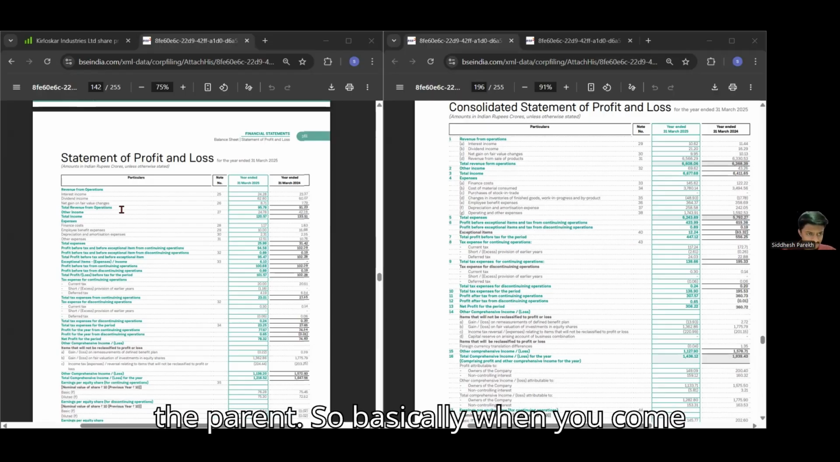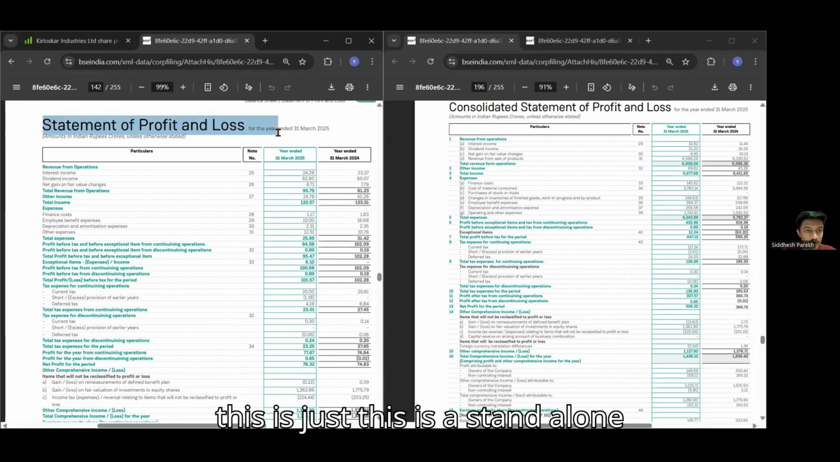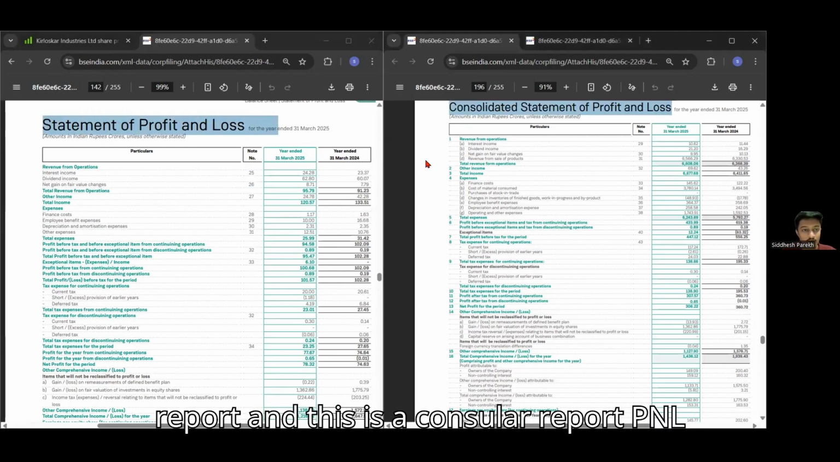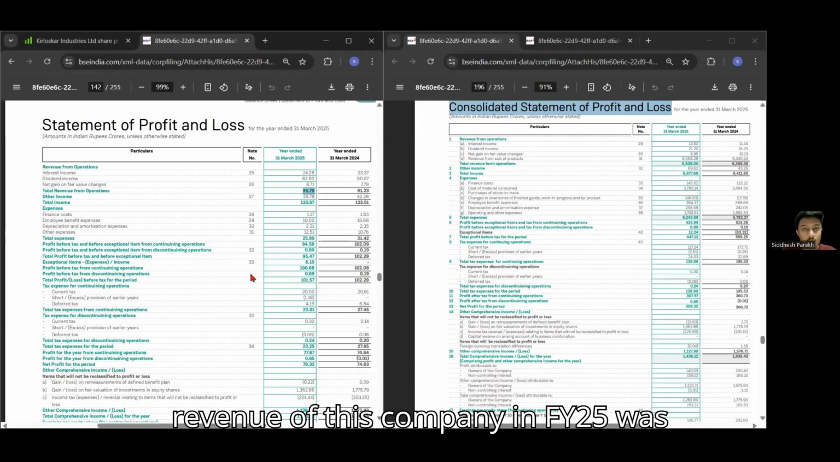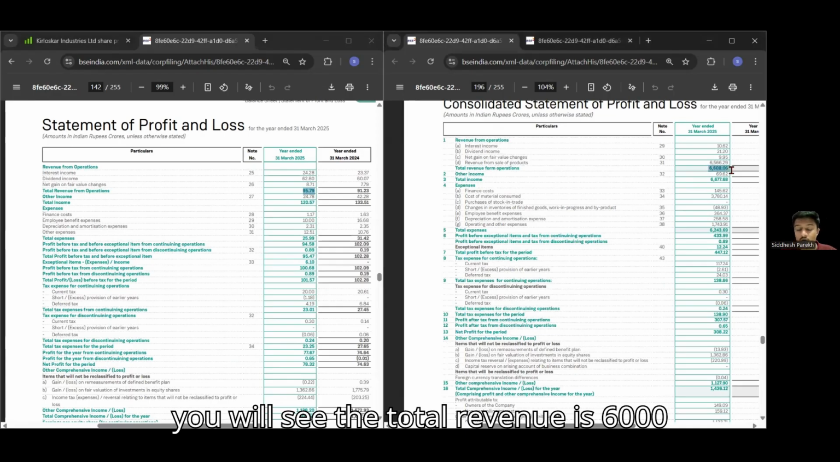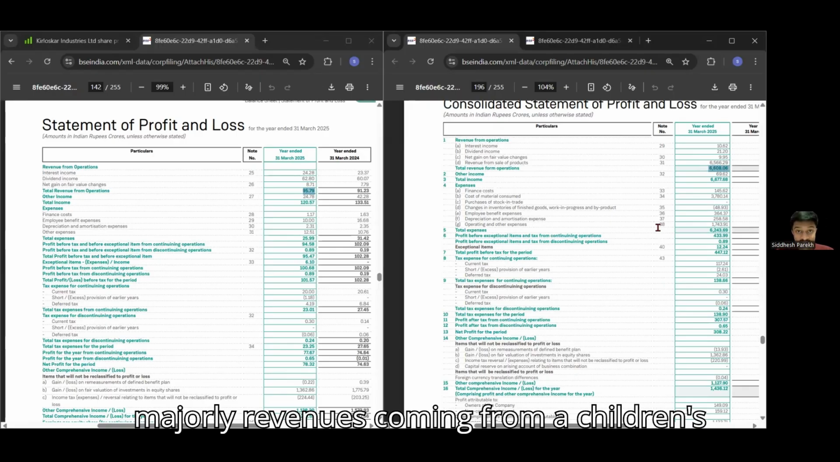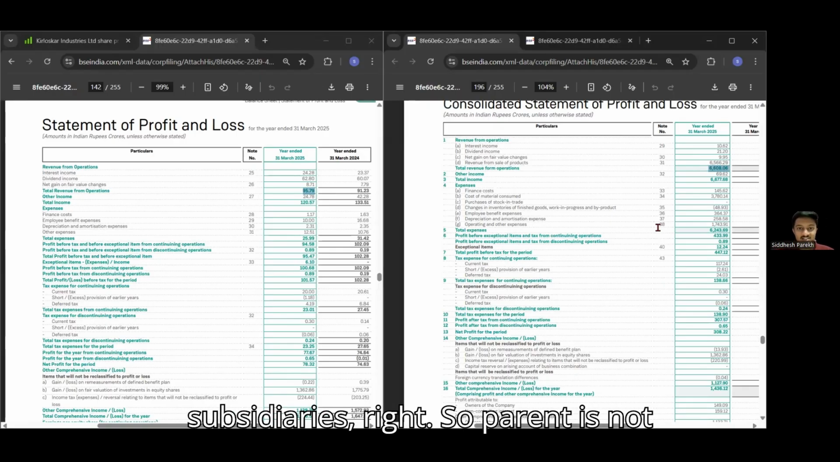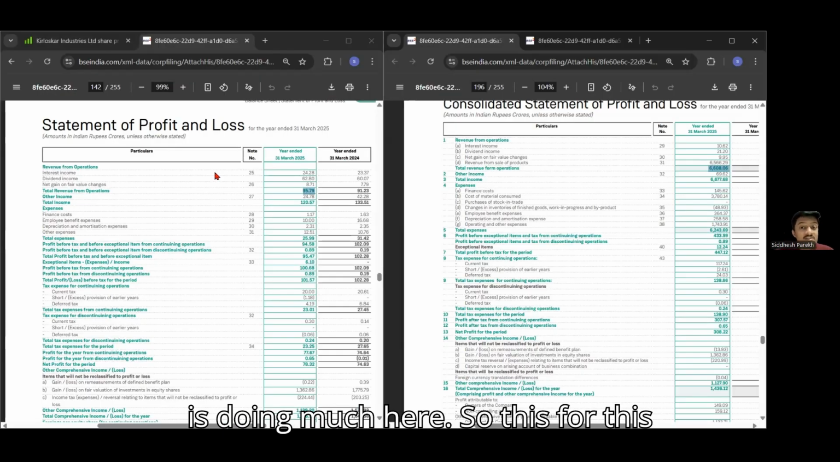So when you come to this company, Kirloskar Industries, this is a standalone report and this is a consolidated P&L report. You will see the total revenue of this company in FY25 was 95 crore, and in the consolidated report the total revenue is 6,000 crore. This gives a hint that revenue is majorly coming from the children, their subsidiaries. The parent is not doing much here; the subsidiary is doing much.